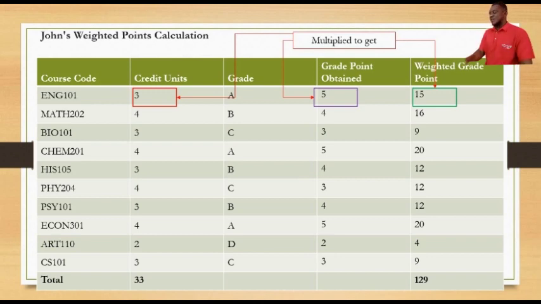In a typical Nigerian university system, the class of degree you would have obtained if by the end of the day you have a CGPA of 3.91 would be second class upper.